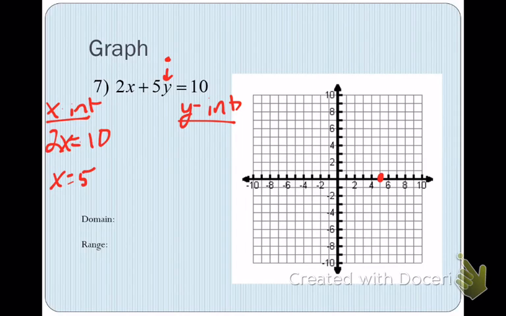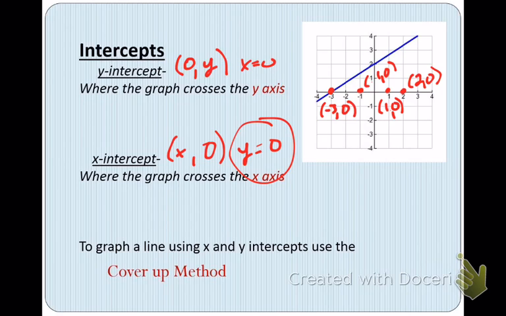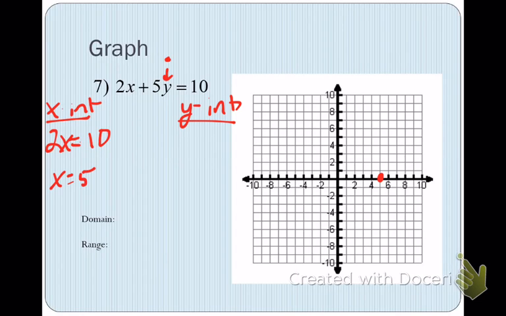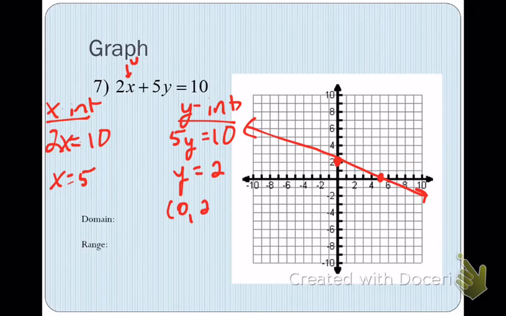I've got 1 point. Y-intercept. Remember that for a y-intercept, the x is always 0. So now I can plug in 0 for x. 2 times 0 is 0. 0 plus 5y is 5y. And so if I'm looking for the y-intercept, I can just simplify this equation down to 5y equals 10. Divide both sides by 5, and y equals 2. So now I know that the graph's going to hit 2 on the y-axis. Now I've got my 2 points. I'm going to graph my line. So the y-intercept is going to be (0, 2), and the x-intercept is going to be (5, 0).